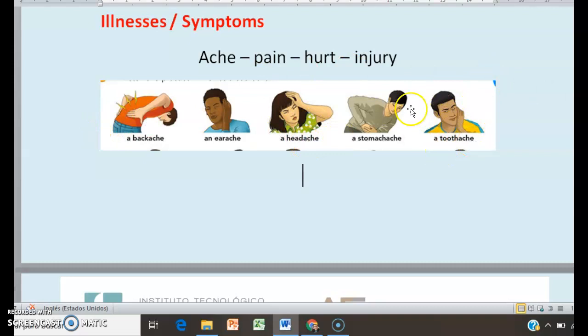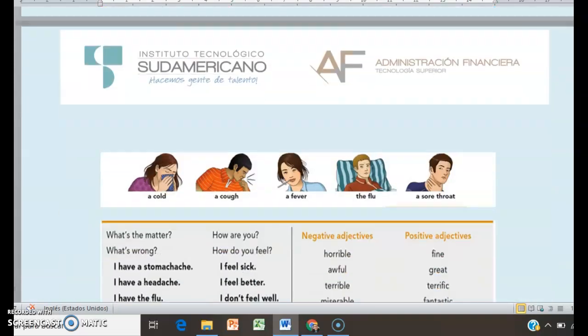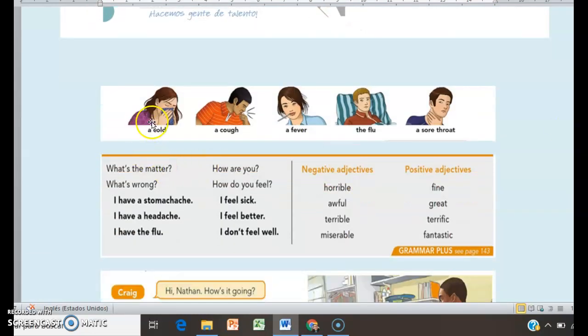Utilizamos ache en algunos, es una combinación de dos palabras que nos sirve para hacer una forma de contractions, contraction form, ¿ok? We are going to continue. Here we have a cold. In this case you can say, I have a cold. What is cold? Cold, resfriado. Cough. Espero que la imagen esté muy clara.